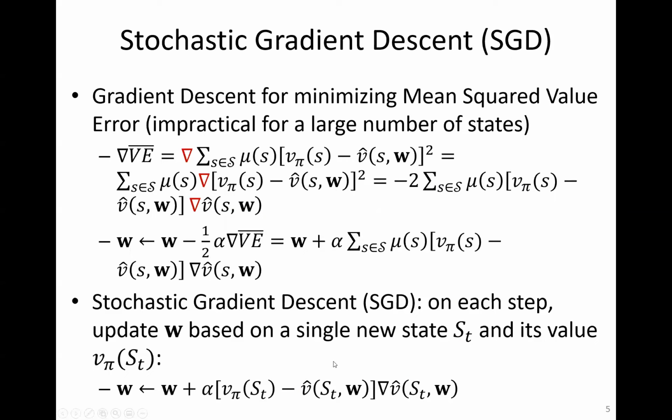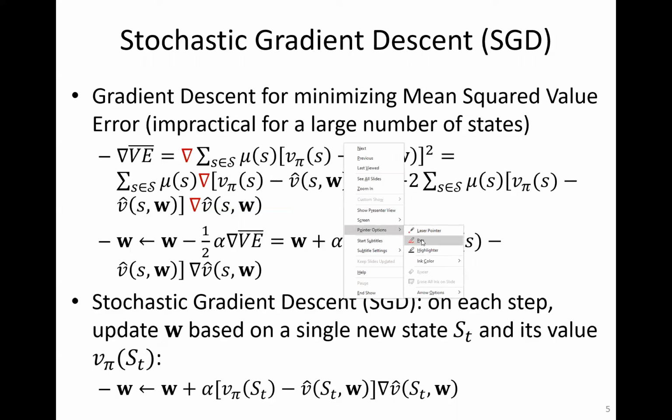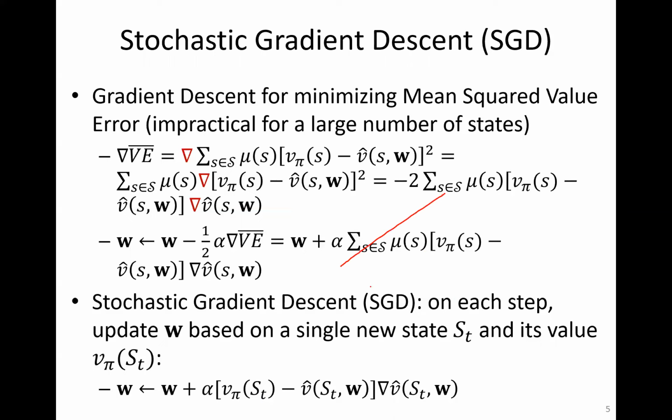So we do this by sampling again. We replace this expectation by sampling to have a stochastic gradient descent. At every step, you update W based on a single new state and its value V pi. Notice, first, we remove the sum because we're evaluating the expectation by sampling. Second, we now have the capital S_t instead of the small s. This indicates a particular sample of state at time t, whereas a small s is a random variable. That's stochastic gradient descent.